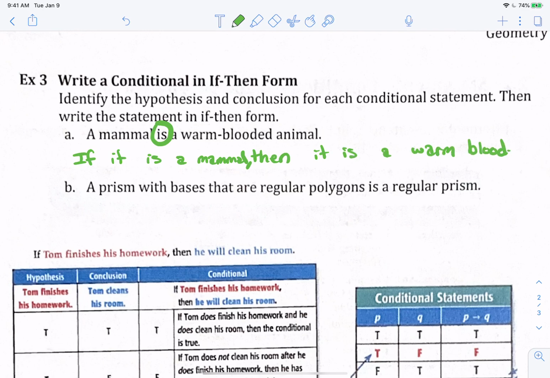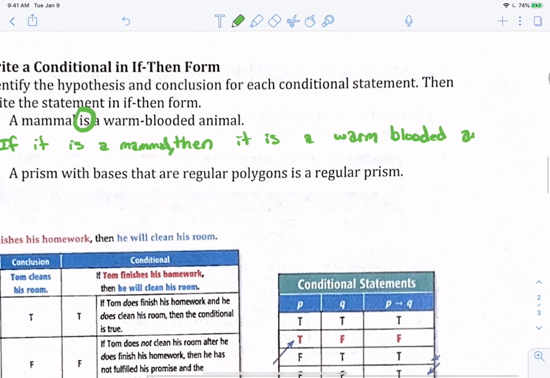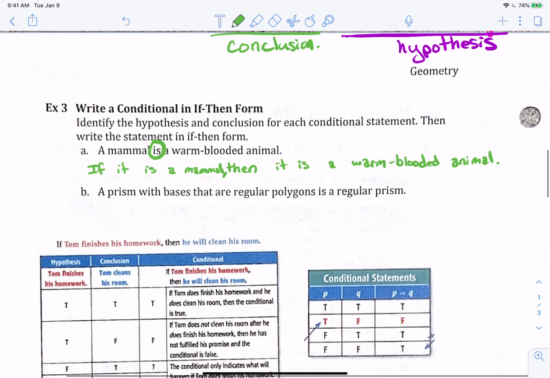warm-blooded animal. If it is a mammal, then it is a warm-blooded animal.